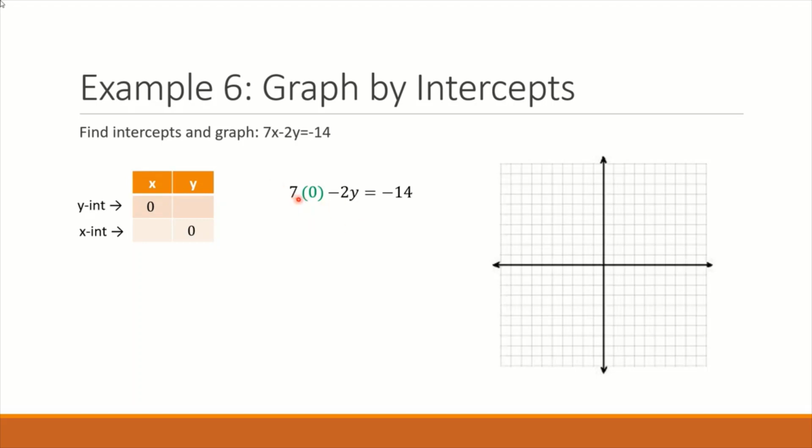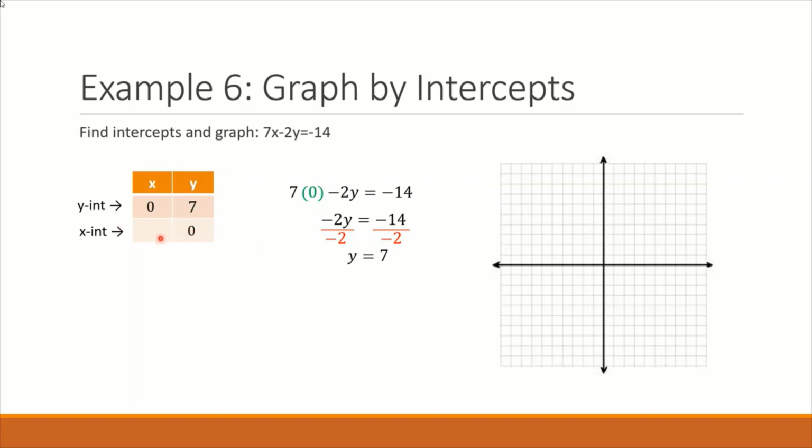So that would be 7 times 0 minus 2y equals -14. So 7 times 0 cancels out. So it's -2y equals -14. I might have said -4, but it's -14. Then divide both sides by -2. Y equals +7. So my y-intercept is (0, 7).